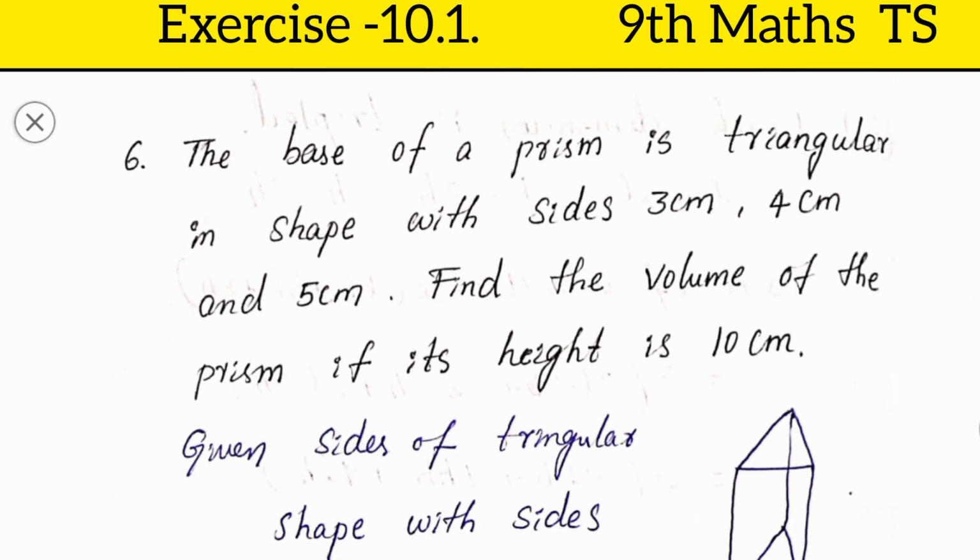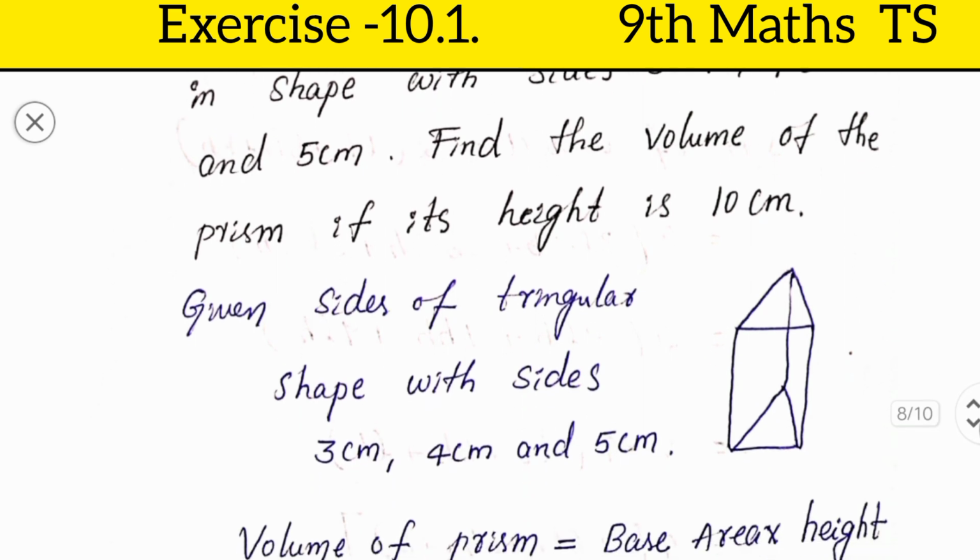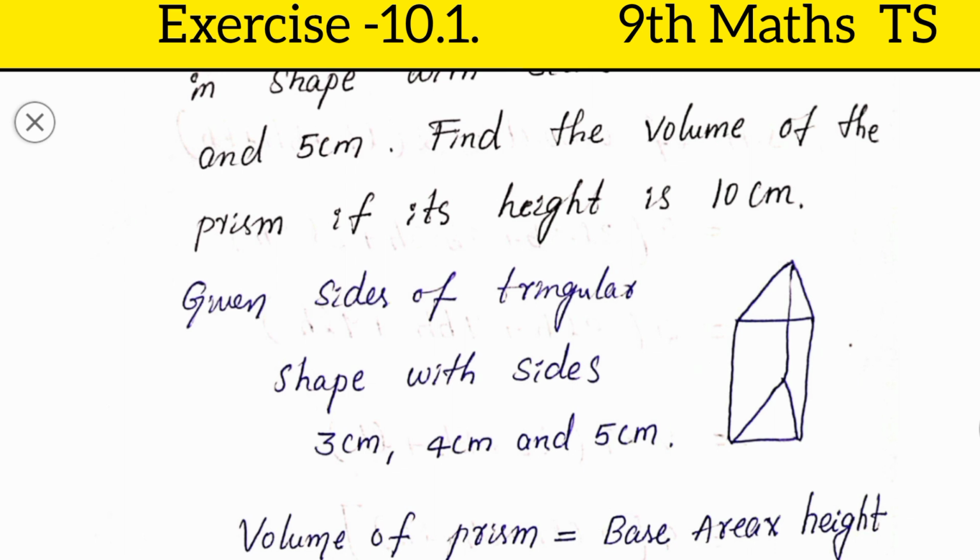The base of a prism is triangular in shape with sides 3 centimeters, 4 centimeters and 5 centimeters. Find the volume of the prism if its height is 10 centimeters. So I draw the prism here. This is a triangular prism. Why am I saying this is a triangular prism? Because the base is in triangle shape. The triangle sides are given here: 3 centimeters, 4 centimeters and 5 centimeters.